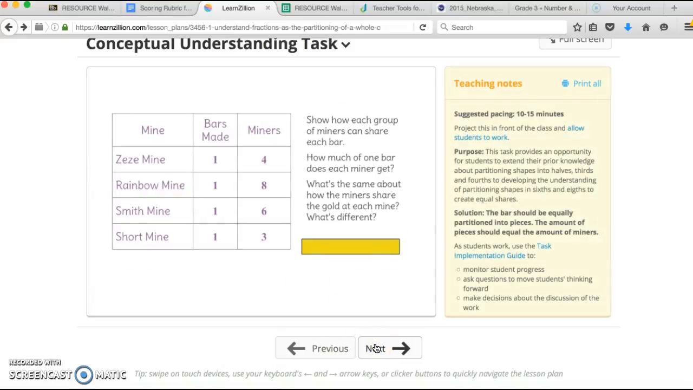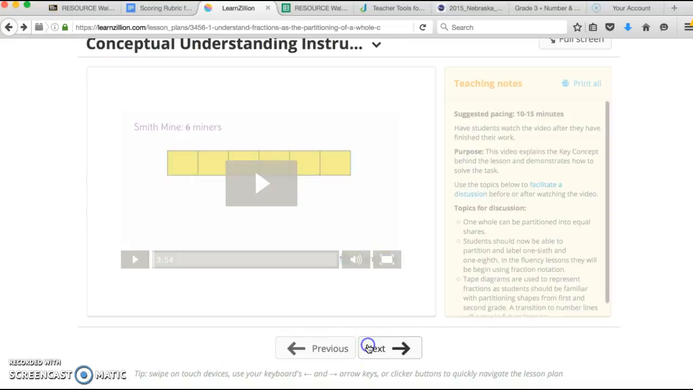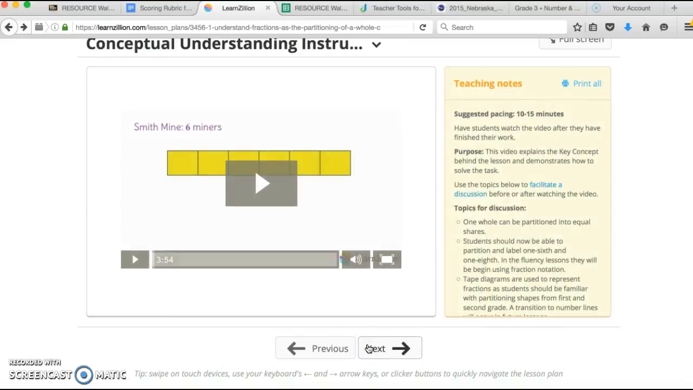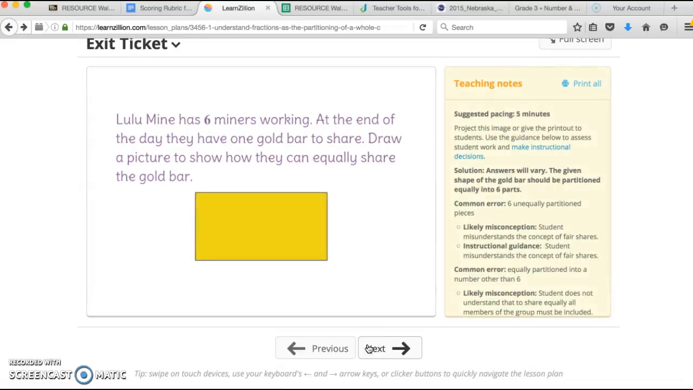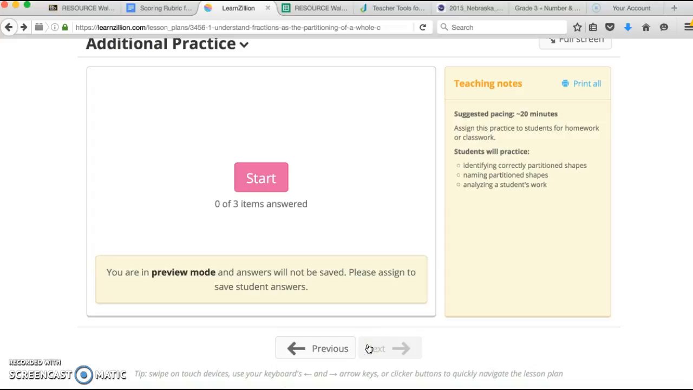As you go through the lessons, it gives more conceptual understanding tasks and more scenarios with different mines. It has more videos where that woman speaks and kind of demonstrates. It has a closing. This is great because a closing is something that I myself sometimes fall short in. Sometimes my closing just kind of gets cut off, and the closing is really important to a lesson. And then an exit ticket, and then additional practice.